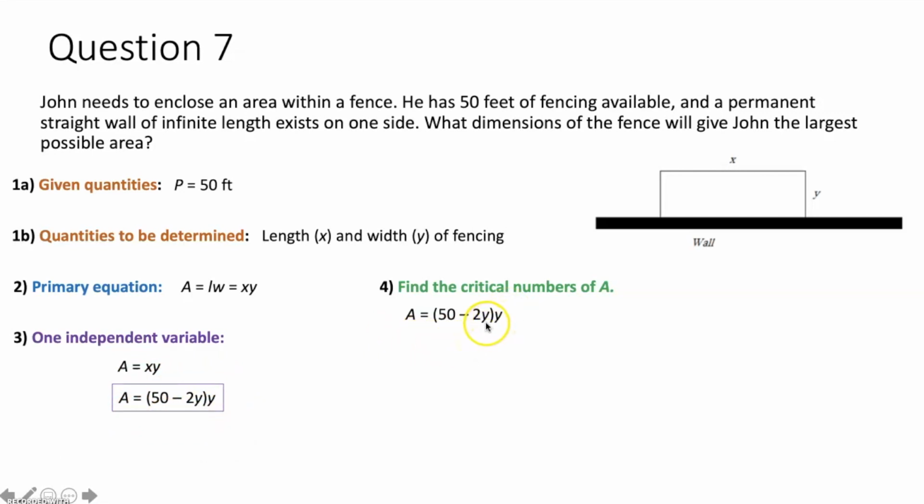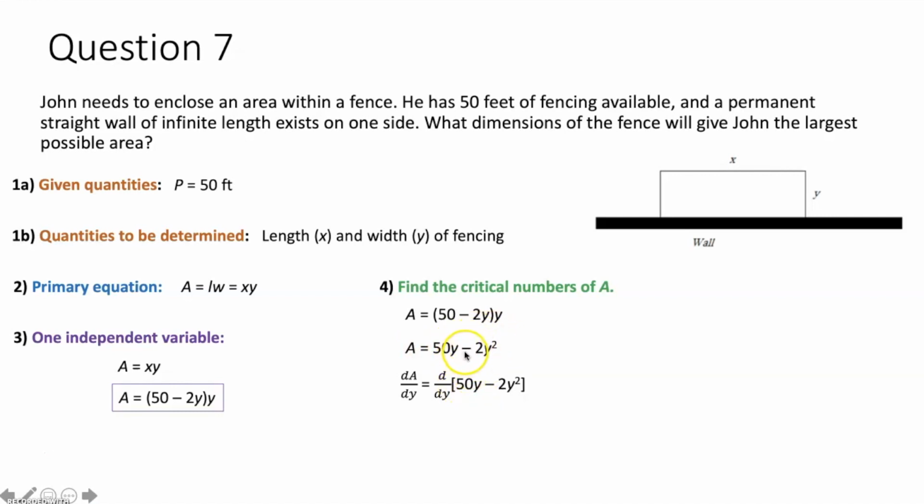To do that, I would want to distribute this first before I take the derivative, so let's multiply this y to the negative 2y and to the 50. We are now ready to take the derivative over here, and we're just going to take the derivative with respect to our independent variable, which in this case is y. So when we take the derivative of 50y, the 50 just hops out front. You take the derivative of y, that just turns into 1. So it'll be 50 times 1, which is 50.